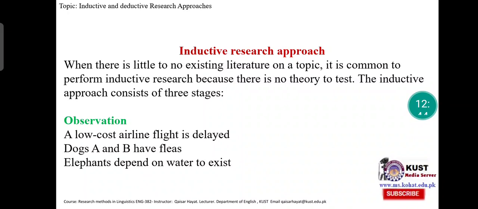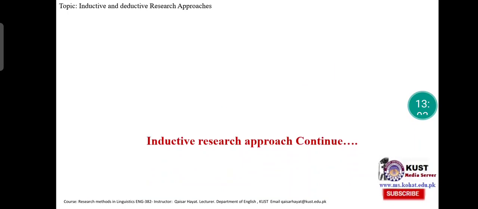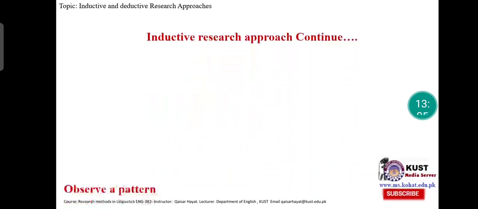Now let's see how you would work with these 3 observations. These observations are in your mind. They are a part of your thoughts now, and the observations are: low-cost airline flights are delayed, dogs A and B have fleas, and elephants depend on water to exist. Now, what would you do next? You would observe a pattern now. The actual observations were maybe in scattered form. Now you have to make a pattern, and the pattern is generalized.